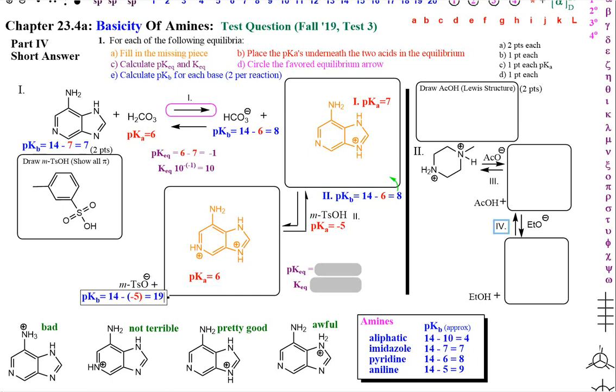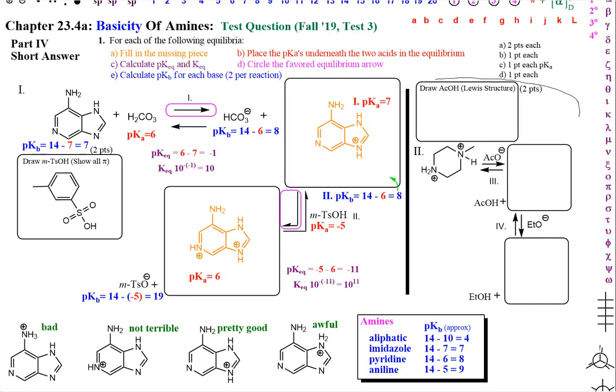KEQ for this: -5 minus 6. This acid here minus this acid here, -11. KEQ is 10 to the positive 11. And the only thing here is to circle the arrow. Definitely going from a weaker acid towards a more stable acid means we should circle this arrow right here. And that concludes that part of the equilibrium.